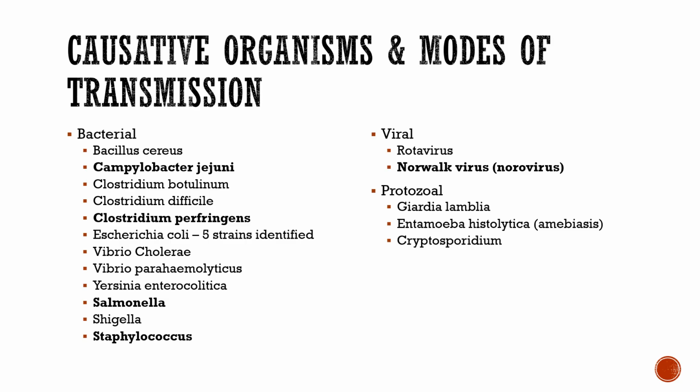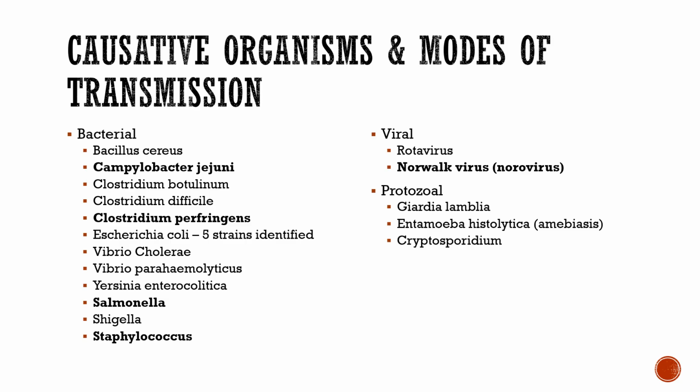We also have a number of viral organisms, rotavirus, which you can see in children but also adults, and the Norwalk virus, which is from the family of noroviruses and is the one that's implicated in cruise ship gastroenteritis. Additionally, we have protozoas such as Giardia, Entamoeba, and Cryptosporidium.